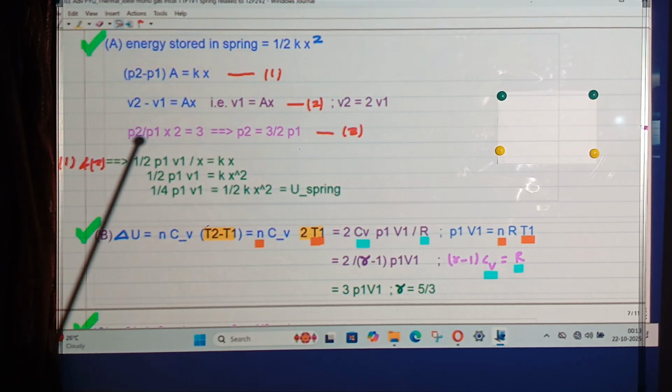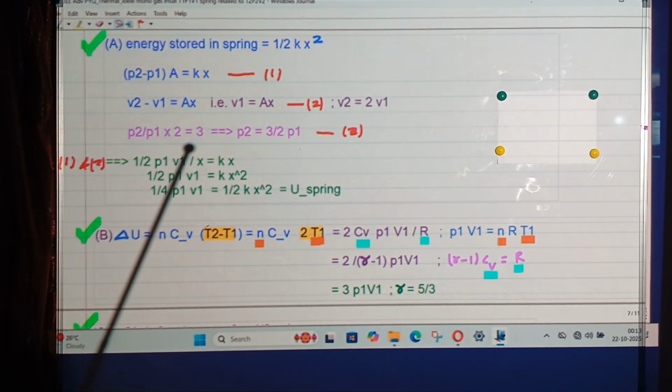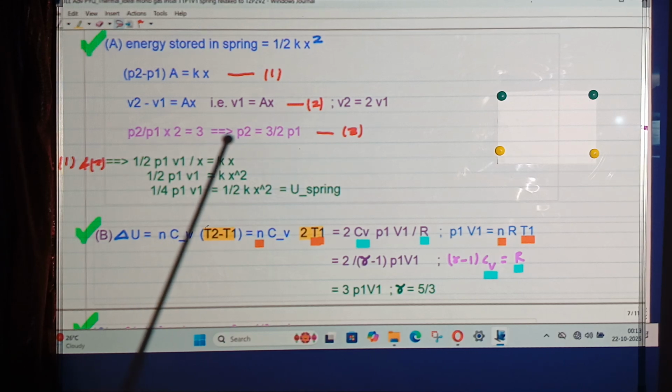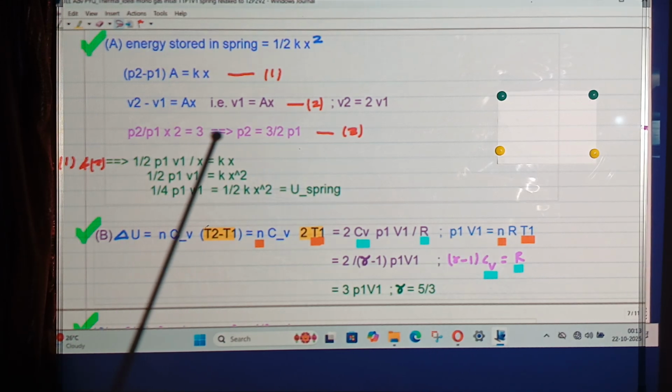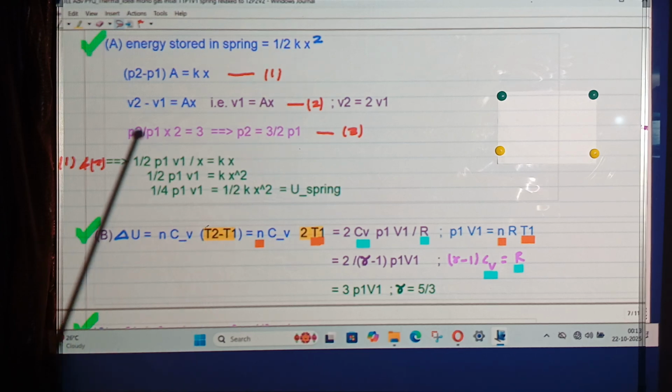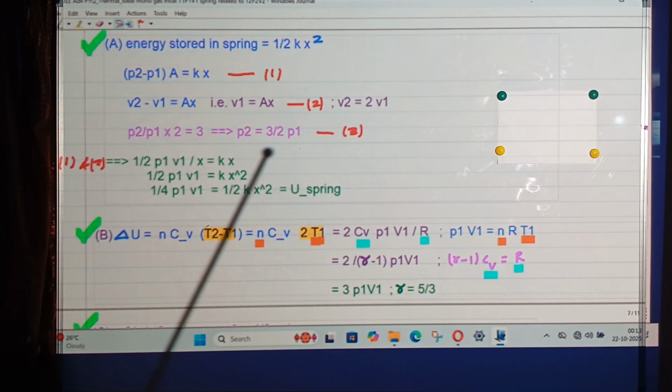And pressure ratio into volume ratio is temperature ratio. This comes from the ideal gas equation, PV equal to nRT. So in option A, volume ratio is 2, temperature ratio is 3. From there I get P2 as 3 by 2 P1. So solving these three equations together to get half kx square. So P2 is 3 by 2 P1.